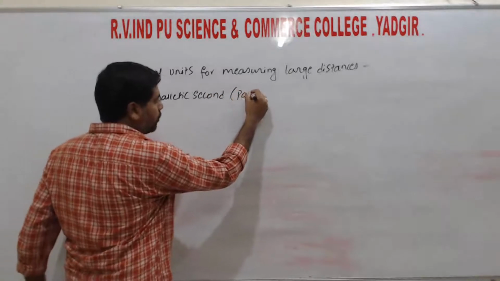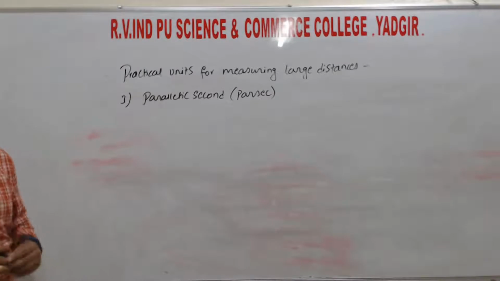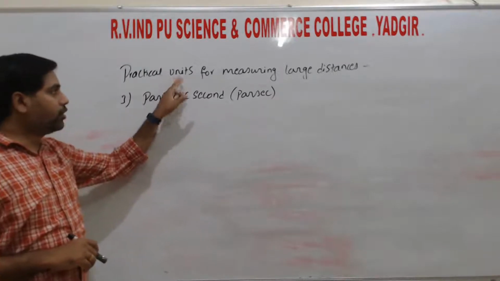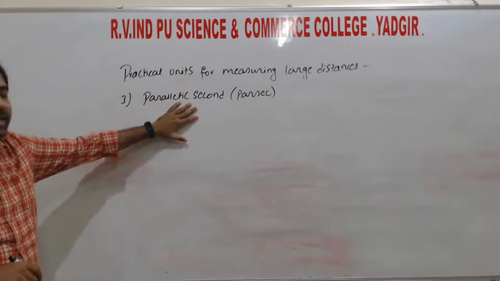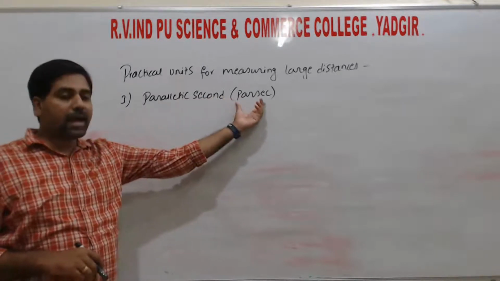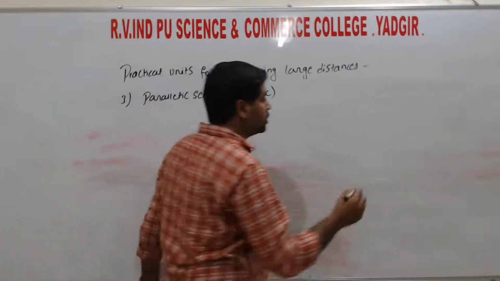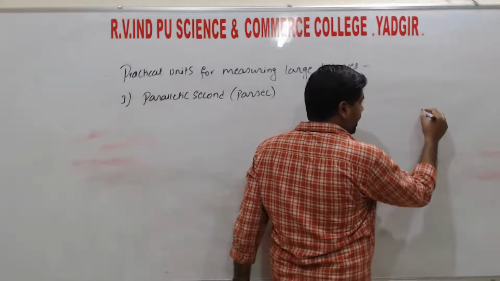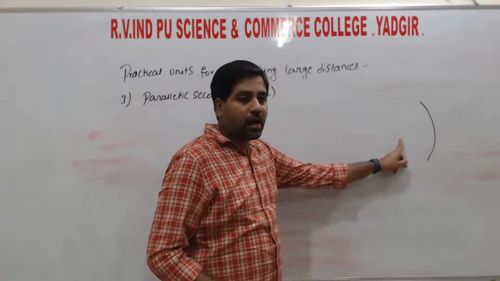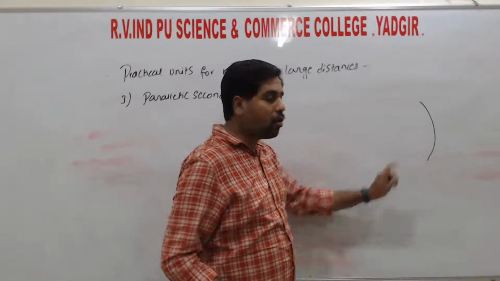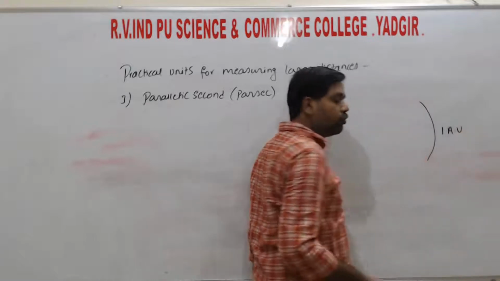That one is parsec, right? So the third practical unit for measuring large distances is the parallactic second, or we can say parsec. What does it define? Here we have an arc of length one astronomical unit. So this one is the arc, and this arc length is 1 astronomical unit.